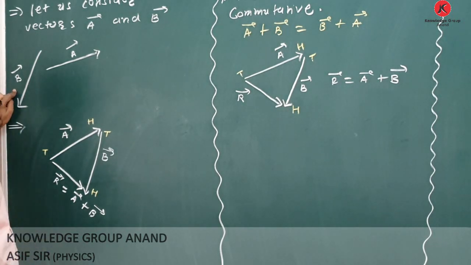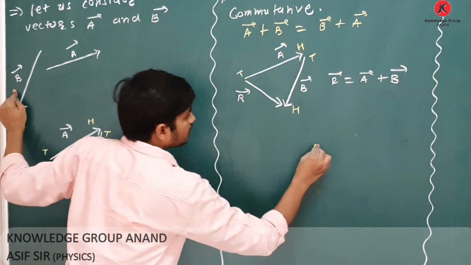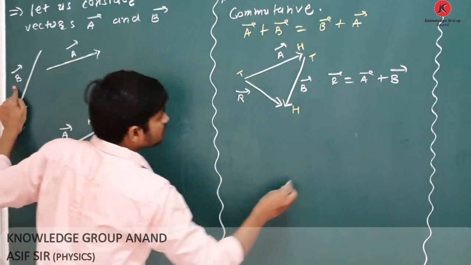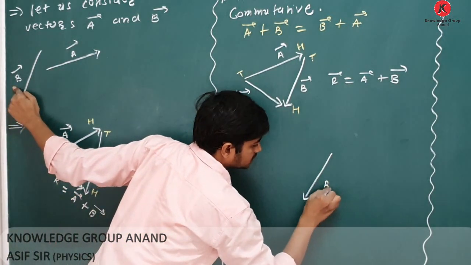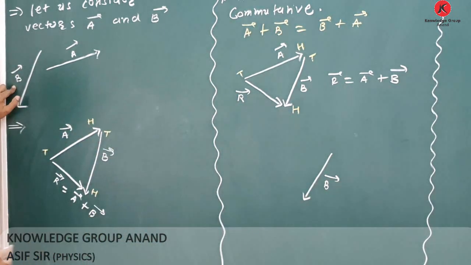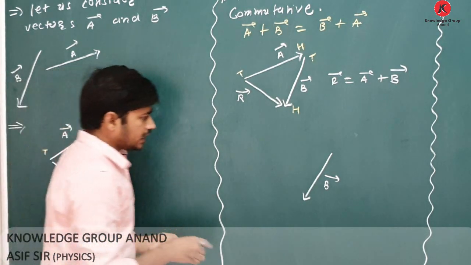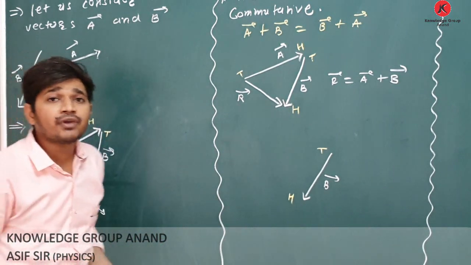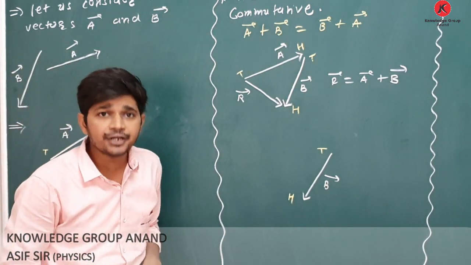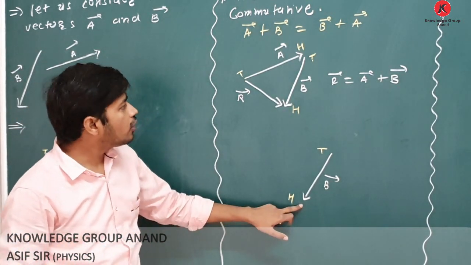I will draw the B vector first like this. Clear about this? Now from this B vector, it is tail, it is head. Now you have to draw vector A, but you have to draw it from the head of this vector.